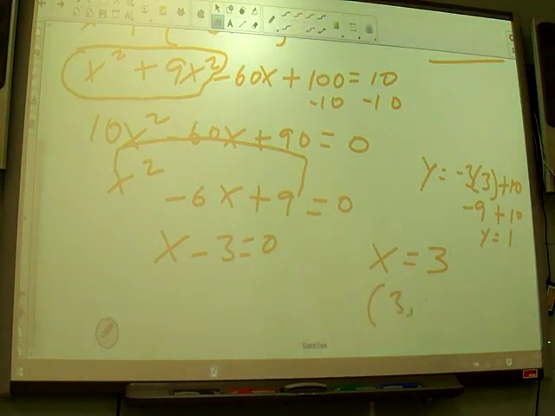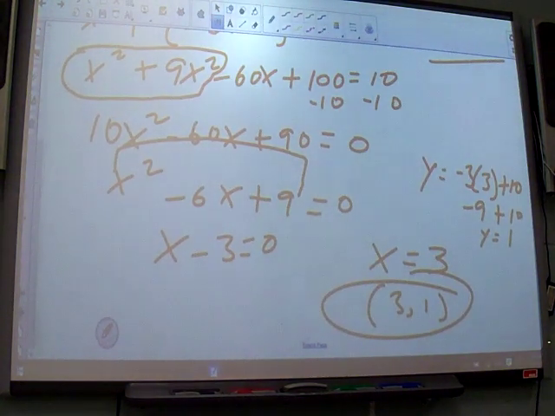Okay. Where do we plug that in? I plugged it in the linear one that said y equals negative 3x plus 10. So you get 3, 1.